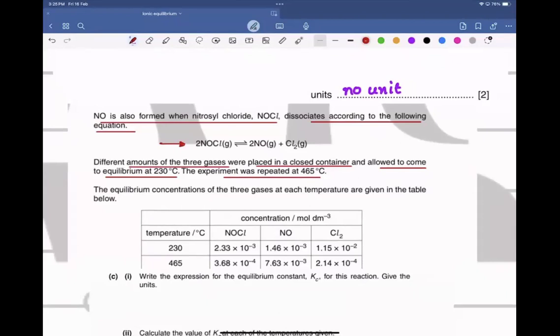So here we have the concentrations of these gases at 230 degrees Celsius, and these are the concentrations of these gases at 465 degrees Celsius. But the important thing over here is, which concentrations are these? If you see, they are equilibrium concentrations. It means these are not the concentrations which were taken when the reaction started, but the concentrations when the equilibrium is established. Is this clear to all of you? Yes, sir. Okay, just give me a minute, please.